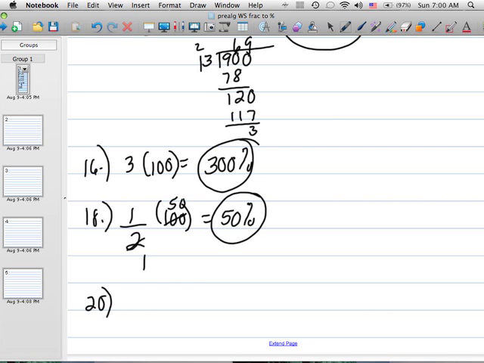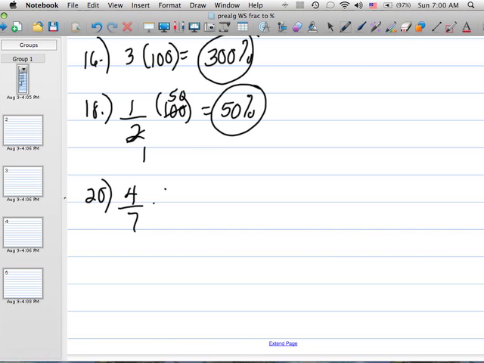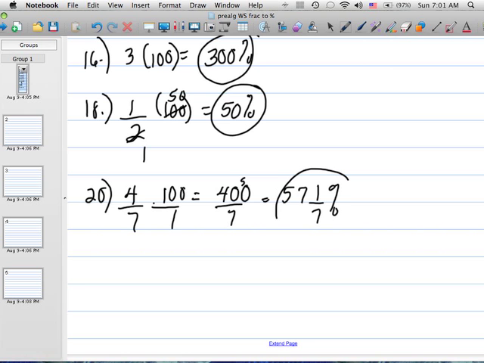Problem number 20, 4/7. Get it to a percent, times by 100. So that's 400 over 7. We're going to change it to a mixed number. 7 goes into 40 5 times, 35 with 5 left over. 7 goes into 50 7 times, that's 49 with 1 left over. So 57 and 1/7%.